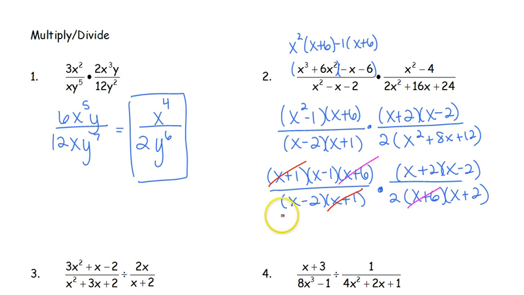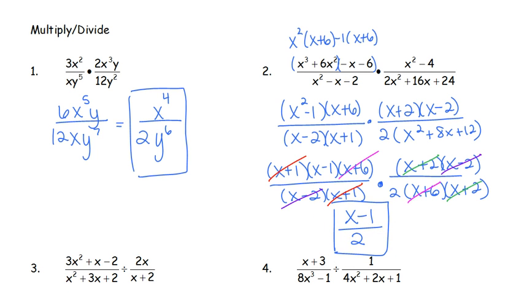On top, x plus 2. Do we have an x plus 2 on the bottom? Yes. So those two cancel. X minus 2. We've got that on top and bottom. Those two cancel. So we look on top. Everything that we have left on top is an x minus 1. That's it. On the bottom, we've got a 2. That's it. So our answer is x minus 1 all over 2.